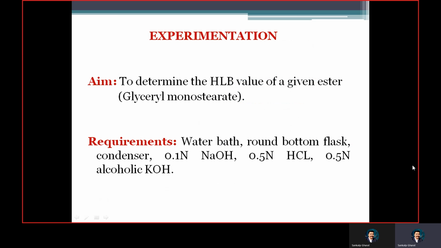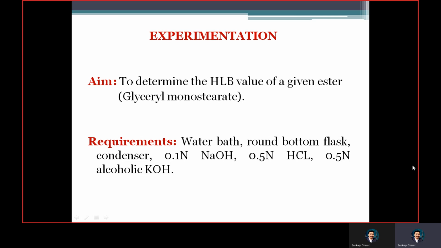So today's experiment, our aim is to determine the HLB value of a given ester. So what is the ester? Over here we are going to take glyceryl monostearate. Requirements would be a water bath, one round bottom flask, a condenser, 0.1 normal NaOH, 0.5 normal HCl, and 0.5 normal alcoholic KOH solution.